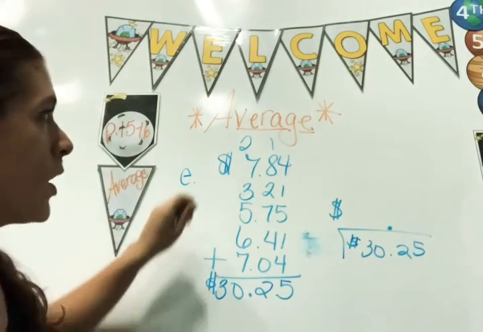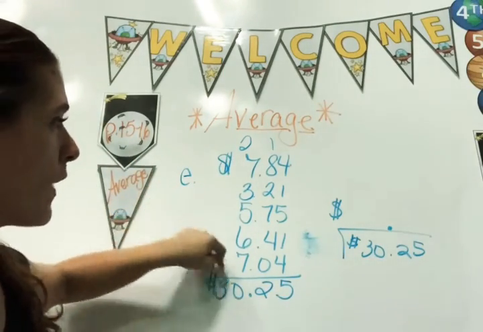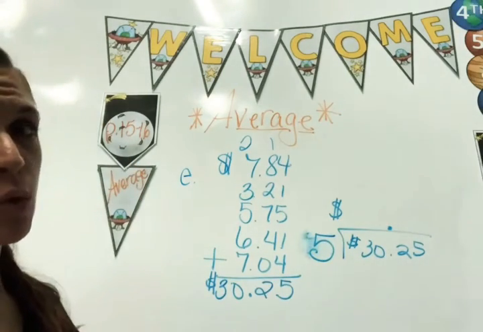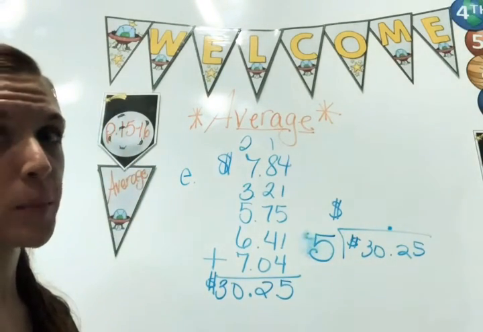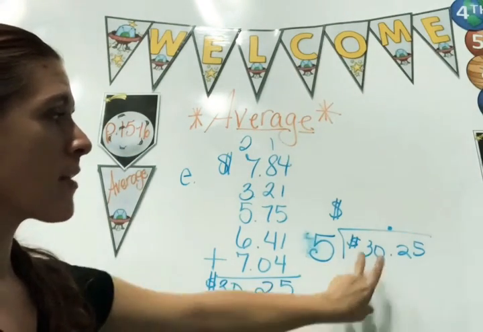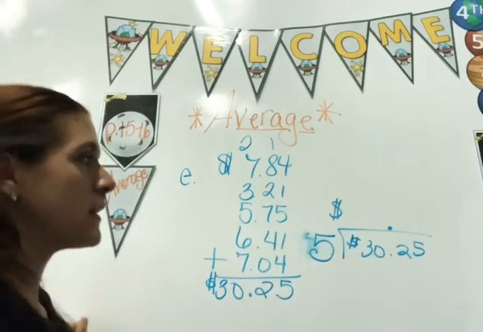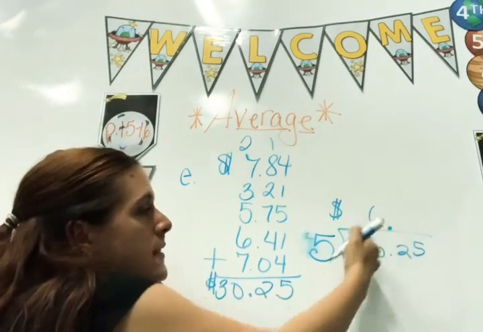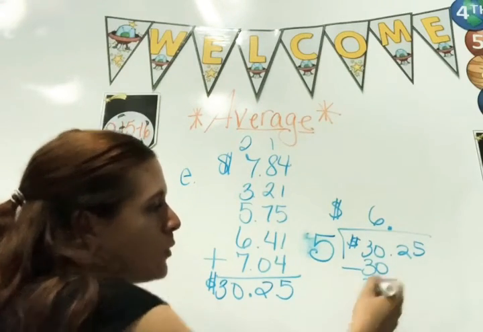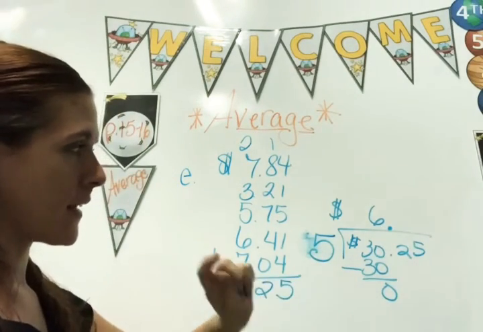You're gonna divide by what? 1, 2, 3, 4, 5. 5. Ooh, I am gonna help you with this one because I just realized it's a little bit harder than it looks. Here we go. 3 divided by 5 is not possible, so 30 divided by 5 is what? 6. 6 times 5 is 30. 30 minus 30. Compare, 0 is less than 5, yes it is.